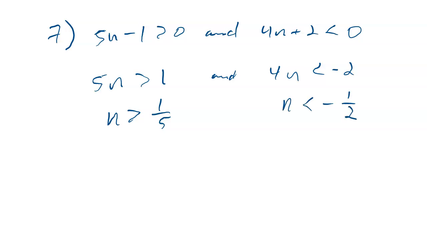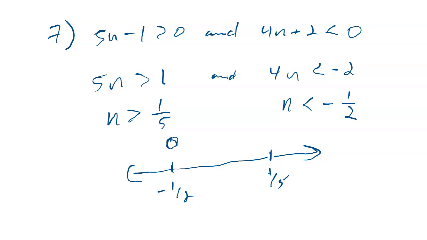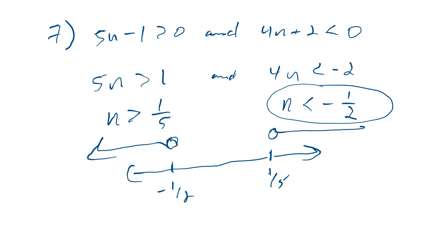All right, let's graph this. I'm having some concerns with this problem. So here's -1/2, and here is 1/5. And this guy is less than -1/2, so we're going in this direction. And this is greater than 1/5, so this is going in this direction. If you look at it, there's nothing in the middle, there's no set they're sharing. It's an and, it's a conjunction. What's happening in this set and that set at the same time? So therefore, this is no solution.